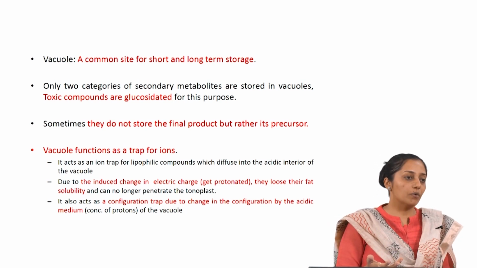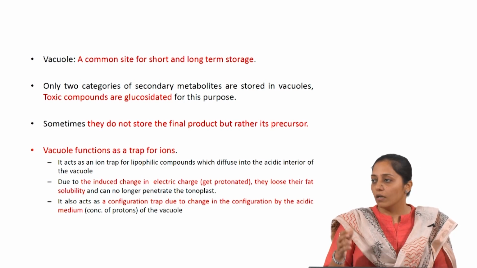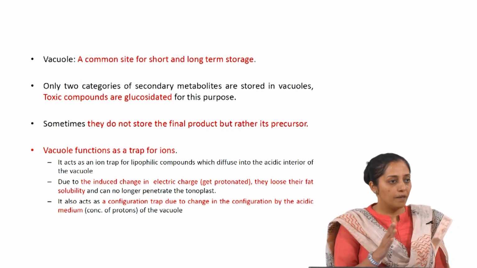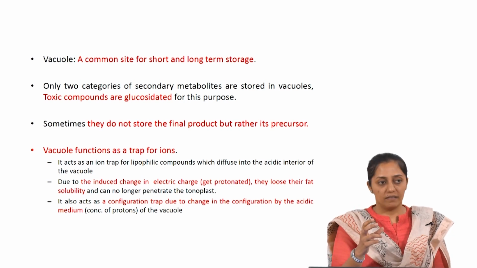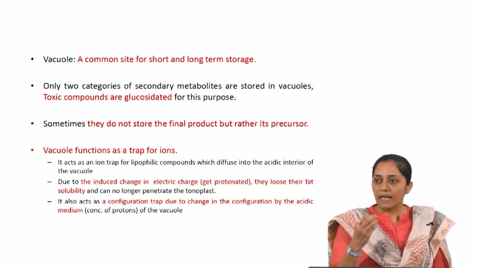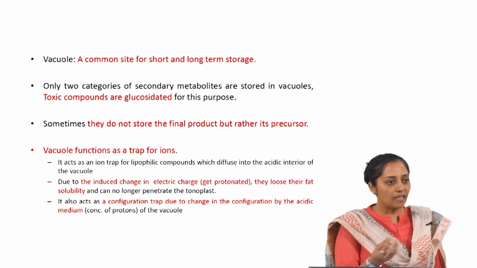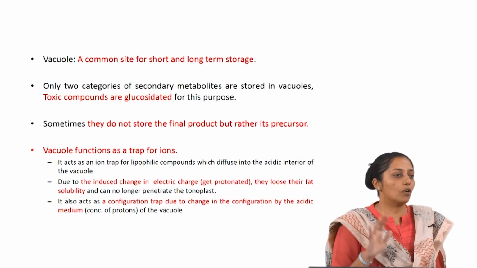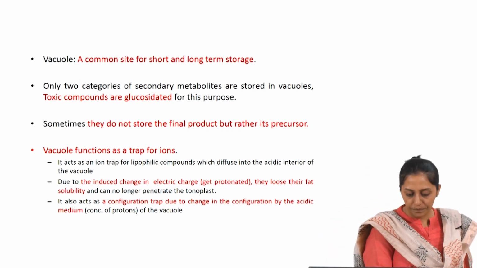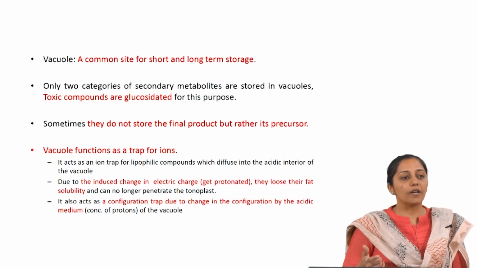We have studied about it, where the enzymes for the final product are in the vicinity, such that the intermediate compound, as soon as the cell ruptures, comes in contact with the enzymes to give the final product, which is a toxic metabolite for the pathogen. So the vacuole functions as a trap for ions.